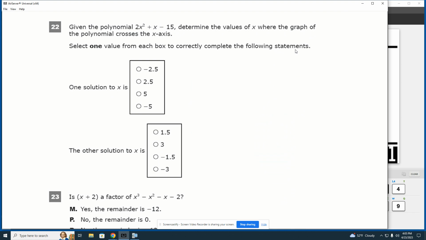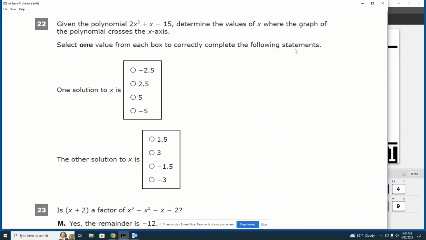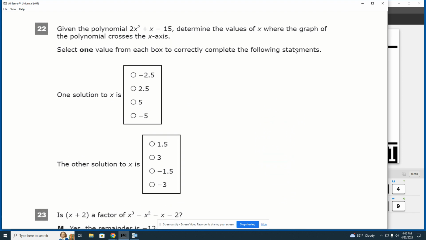of the polynomial crosses the x-axis. Select one. Listen, don't overcomplicate this. Could I factor this? Sure. But it's telling you the easiest way, and plus, even if it doesn't say find where the graph of the polynomial crosses the x-axis, even if it doesn't say that, please remember, you have a calculator. When they give you a function and they give you all these solutions, you can find those solutions.